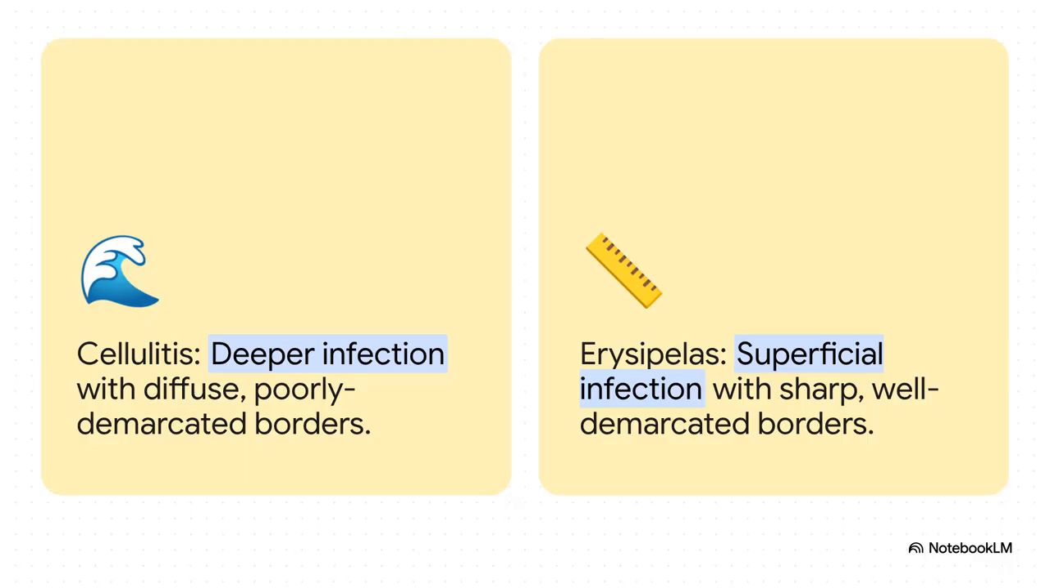Now, this is a fantastic comparison and something you really have to look for. Pay close attention to the border of the red area. With cellulitis, it's kind of fuzzy, right? It just sort of fades into the normal skin. But with erysipelas, it's totally different. The border is sharp, it's raised, it's like a well-defined map. That's a huge clue that tells you the infection is more superficial.